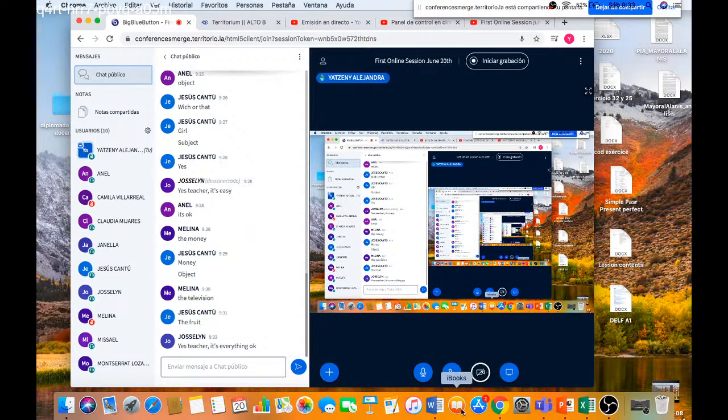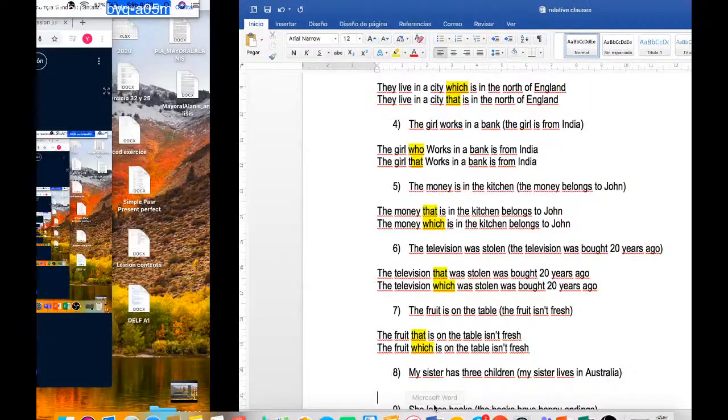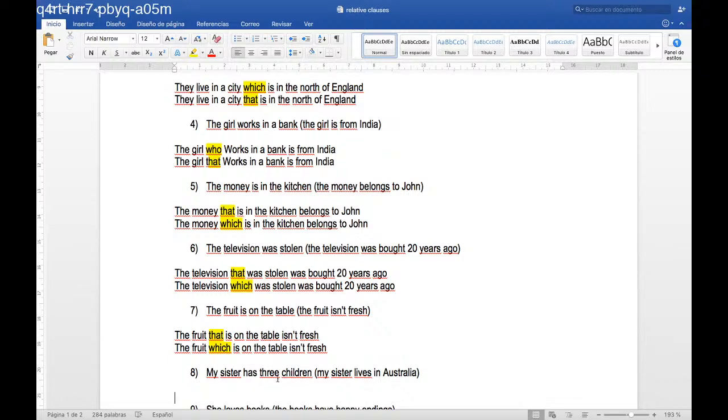Now let's continue with the next exercise. It says, my sister has 3 children. My sister lives in Australia. So the element that I am trying to avoid repeating is my sister. So I am going to join 2 sentences in one using the relative clauses. So I can have my sister who has 3 children lives in Australia.